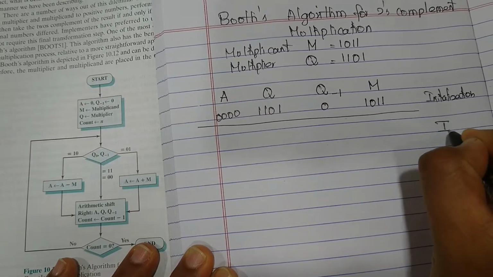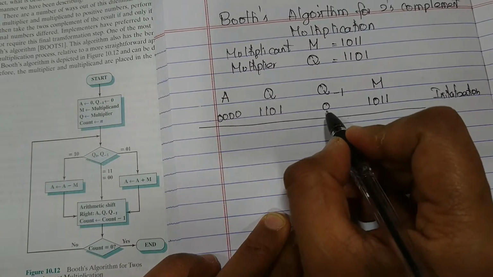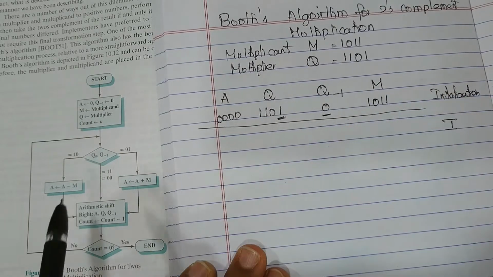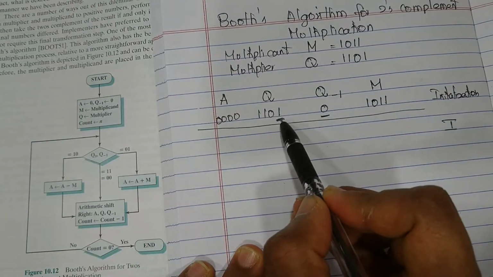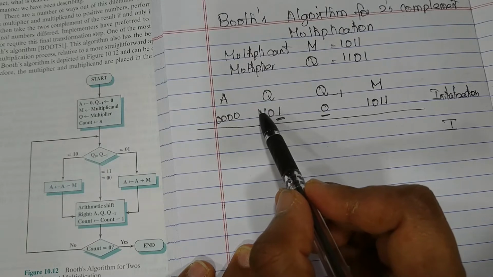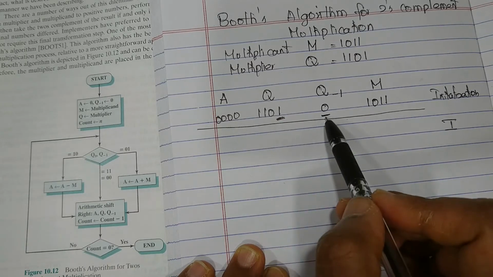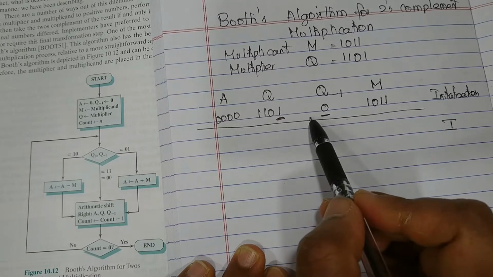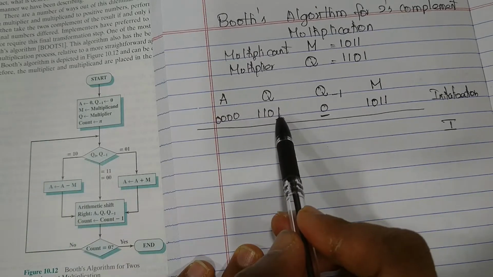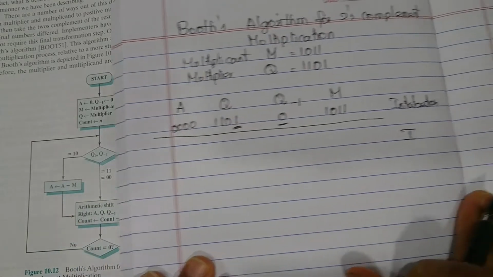In the first iteration, you will be checking the bits of Q0 and Q minus 1. Q0 is the 0th bit, at position 0; then position 1, position 2, position 3. This is Q0, and this is Q minus 1. If the bit combination is 0, 1, you do addition. Now it is 1, 0. If it is 1, 0, you do the subtraction. What is the subtraction here?